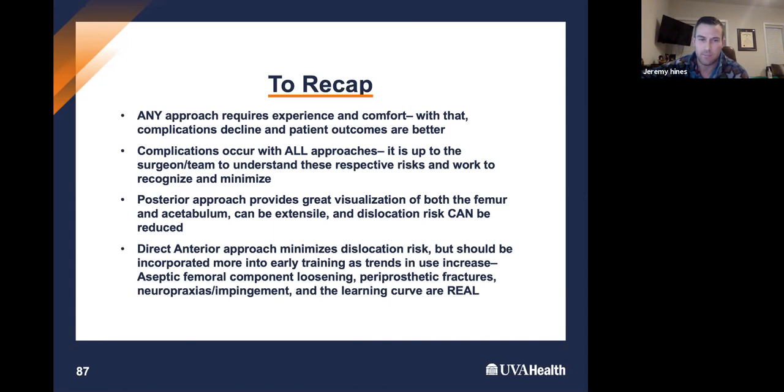And we've seen that. The aseptic femoral component loosening, I think, is a big thing. Periprosthetic fractures to some degree, and then neuropraxias, impingement, and the learning curve are all real. So I think as we get more comfortable with this early on, then we can do and then teach better.